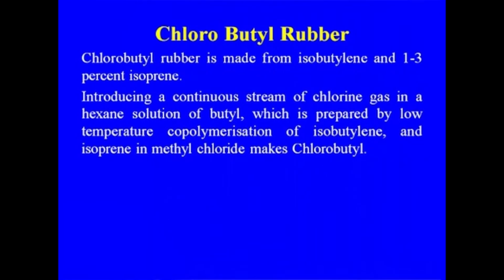Chlorobutyl rubber. So, here chlorobutyl rubber is made from the isoprene and isobutylene, introducing a continuous stream of chlorine gas in hexane solution of butyl, which is prepared by low temperature copolymerization of the isobutylene and isoprene. Methyl chloride makes the chlorobutyl. So, this is the process we are using for making of the chlorobutyl rubber.